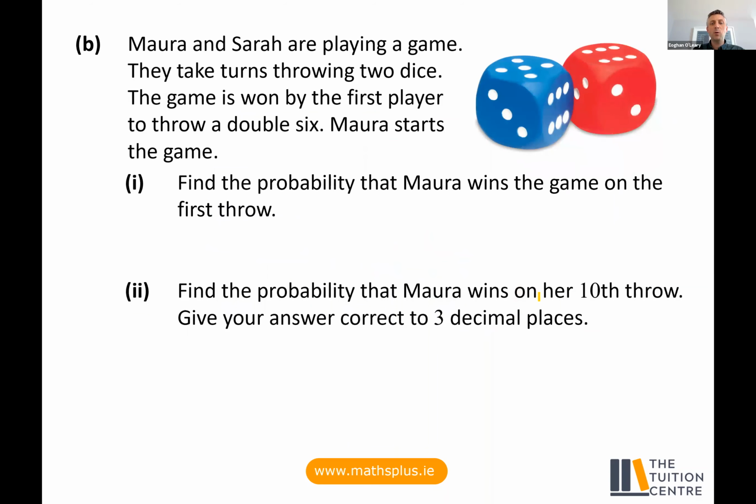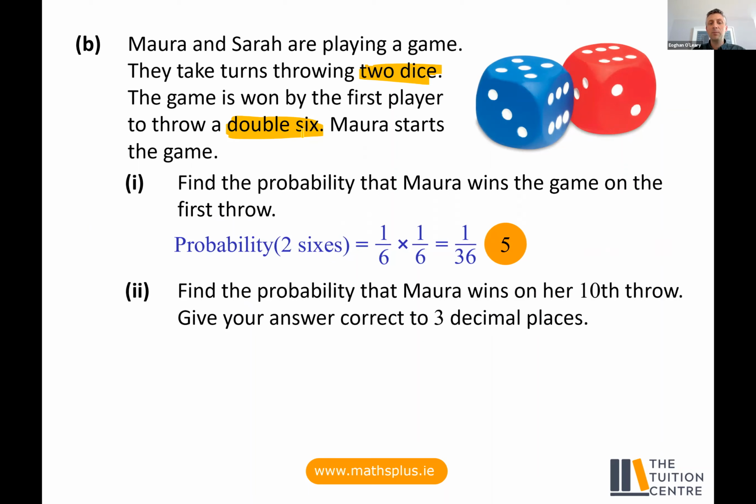Find the probability that Maura wins this game. Well, what is this game? Maura and Sarah are playing a game. They take turns throwing 2 dice. The game is won by the first player to throw a double 6, so a 6 followed by a 6. Well, we know the probability of rolling a 6 is 1 over 6. The probability of rolling a 6 and a 6 in 2 separate dice is 1 over 6 times 1 over 6, which is 1 over 36.